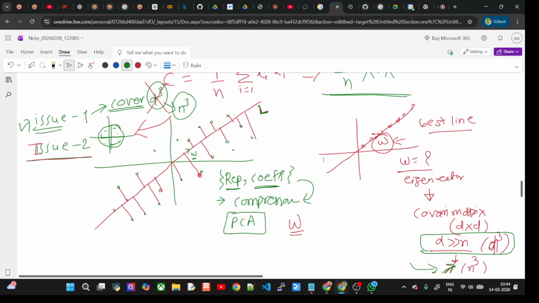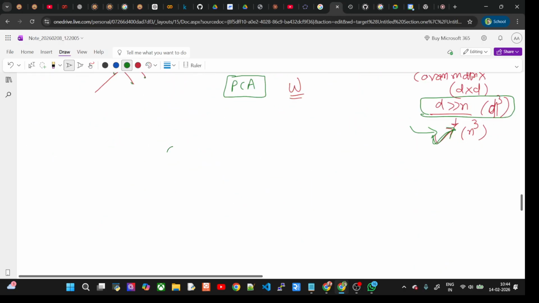If n is more, see, generally whatever covariance matrix you calculate, it is d cross d. And if n is already more, then you don't need to bother. Anyway you are calculating d cross d, so you are not going with any n calculation here. Your earlier PCA algorithm, whatever you learned, that is by default.